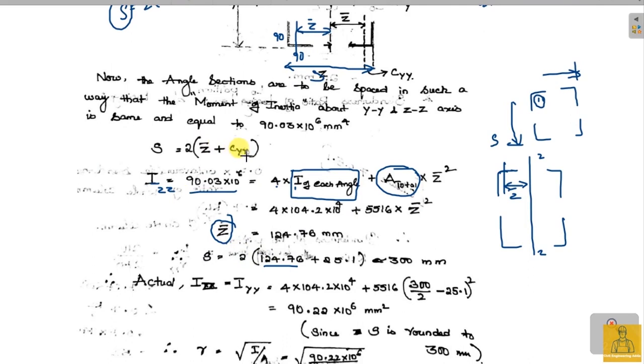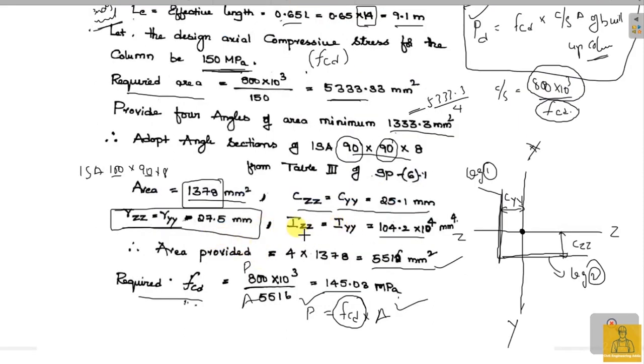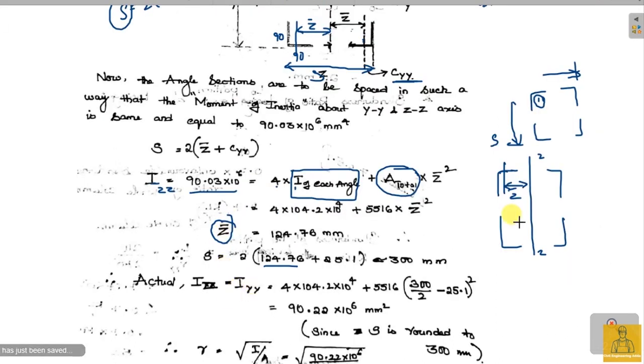And what is the CYY? CYY is the distance between the ZZ axis of the built-up section, sorry, of the angle section, right? So that CYY you substitute. We have got that from the previous step from the code book, 25.1. So on putting it here, you will get the S value as 300. So what should be the side of each built-up column? 300. So you already know the length of each leg, 90 and 90.